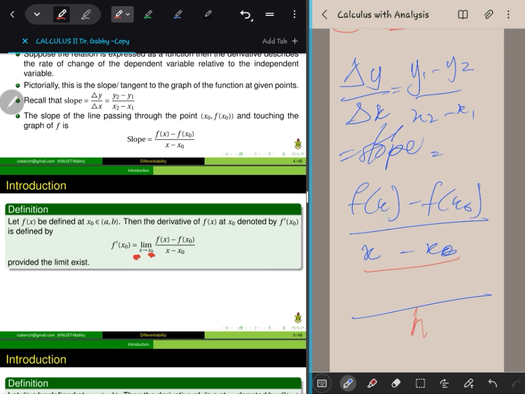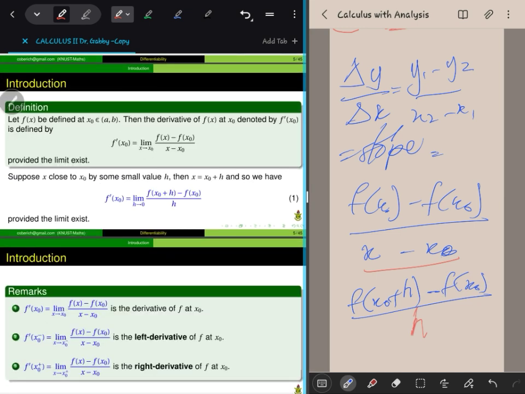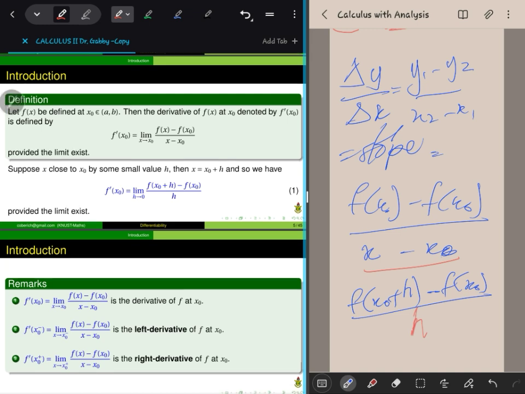So wherever we see this x here, we can represent it by writing something, right? Because this one is the bigger value and this one is the smaller value, and the difference between them is very small. So we can write it this way: f of x naught plus h, and then minus f of x naught. That's everything that we're writing here; it's just the same thing written a different way.